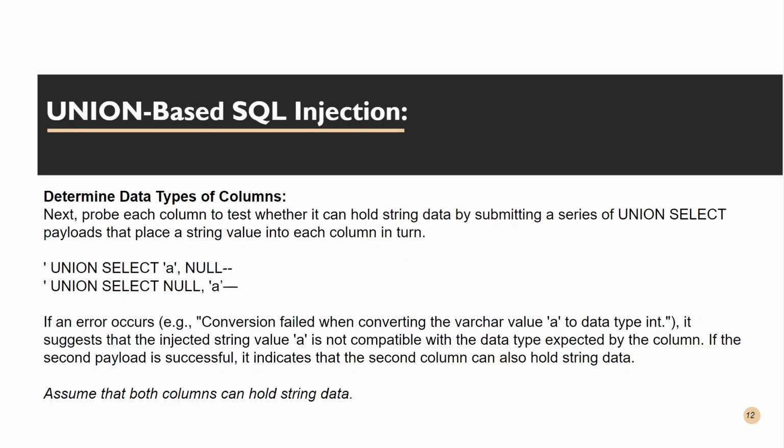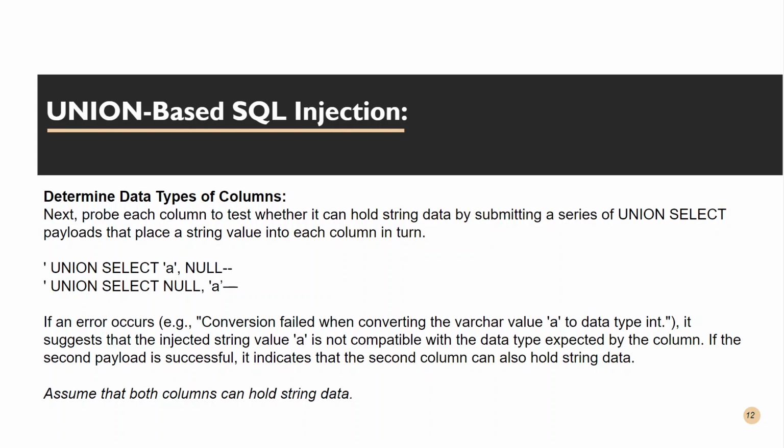So next, we are going to probe each column to test whether it can hold string data by submitting a series of union select payloads that place a string value in each column in turn. In order to do this, we close the initial query, then we supply the union select, then we pass a string. It doesn't have to be A, it can be any string character. Then we pass it into null. This is for the first table and this is for the second table.